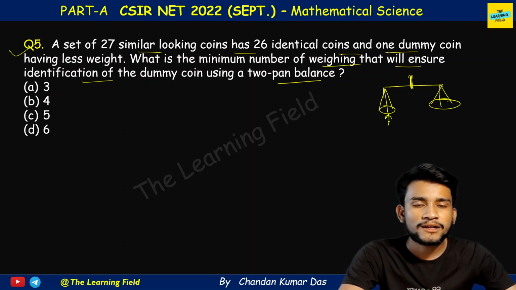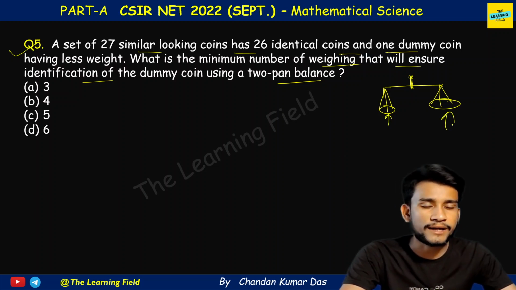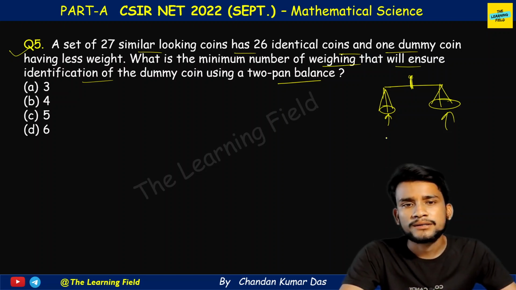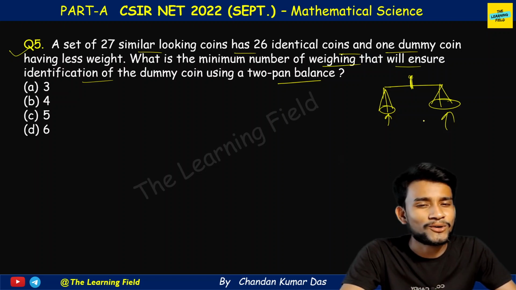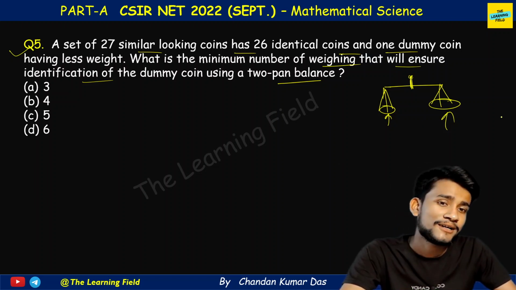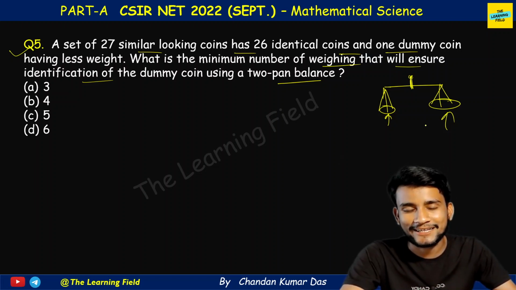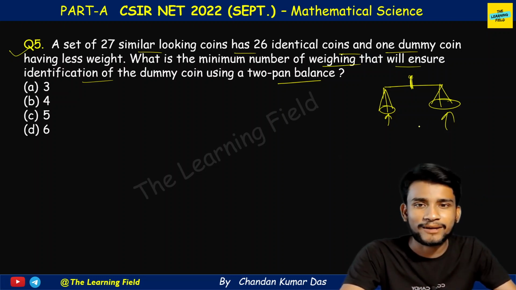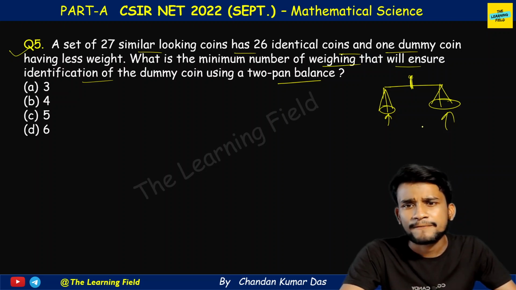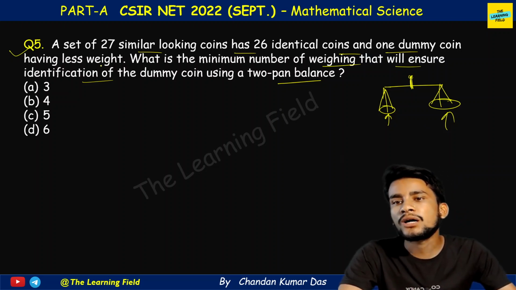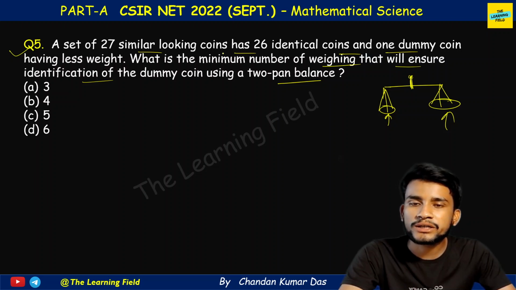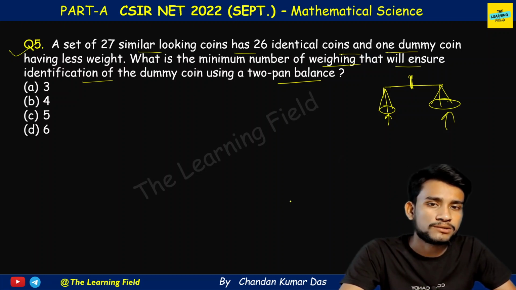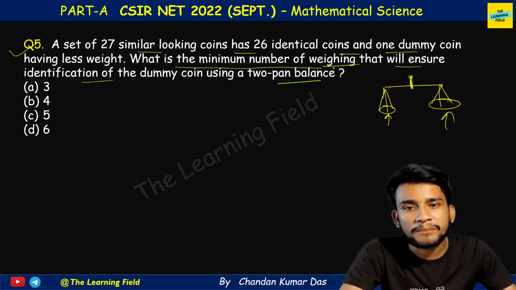We put the weights here, and we put here the things we have to balance. This is the old situation. In the modern situation, in the present, we all use digital balancing. So a set of 27 similar looking coins has 26 identical ones, and we have to find the minimum number of weighings.